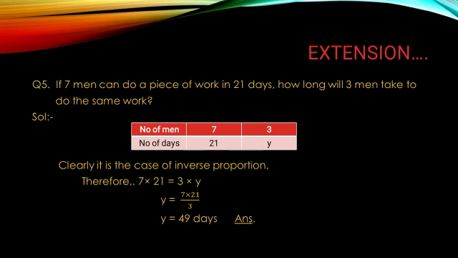And here you can check your answers also. In the starting, what our common sense was saying: if we are decreasing the number of men, then definitely our number of days must be increasing. So what are we getting over here? We are getting 49 days. So days have increased. It means our answer is correct, right?